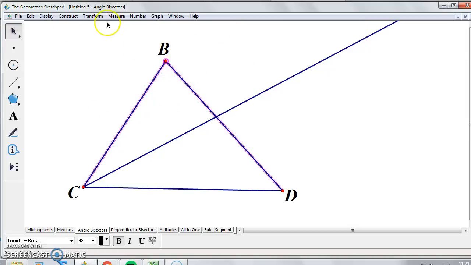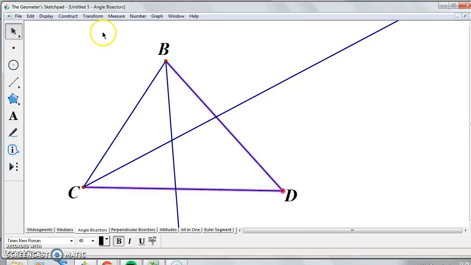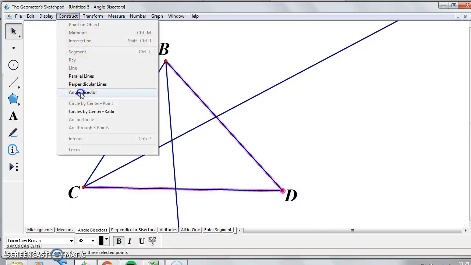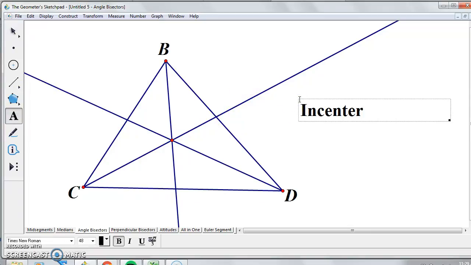Alright, so I'm going to construct some other angle bisectors here. And I notice once again that there is a point of concurrency. There's a point where all the angle bisectors intersect. This point of concurrency is called the incenter. Okay, it's called the incenter because it's the center of the circle that touches all the sides of the triangle.